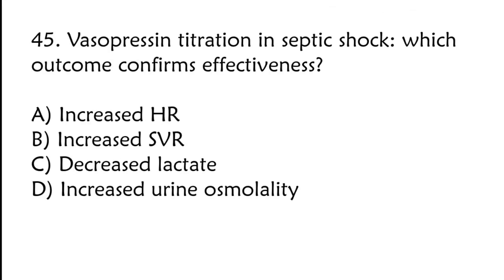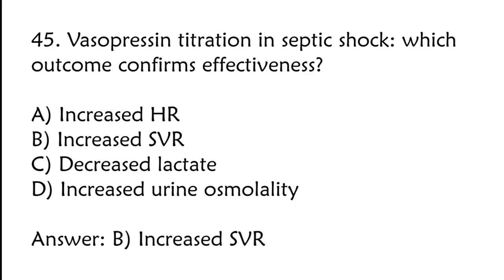Vasopressin titration in septic shock. Which outcome confirms effectiveness? Correct answer is B. Increased SVR.